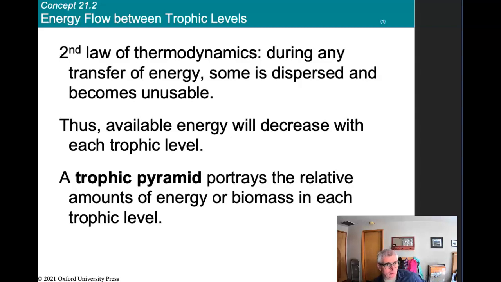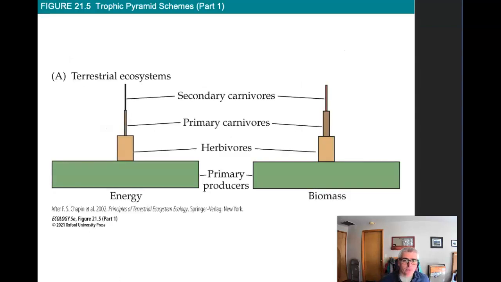When we put animals in, it gets more complicated than just energy transfer via a physical mechanism. And the trophic pyramid portrays the relative amounts of energy or biomass in each trophic level. Energy on an annual scale and biomass are different, and we'll look at that in the next two figures, which I think are very important. Terrestrial ecosystems' energy and biomass pyramids are similar because biomass is closely associated with energy production.